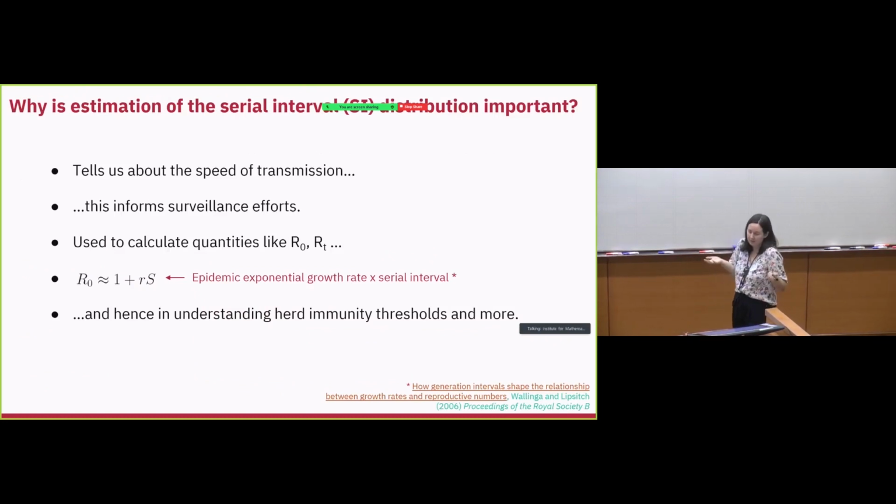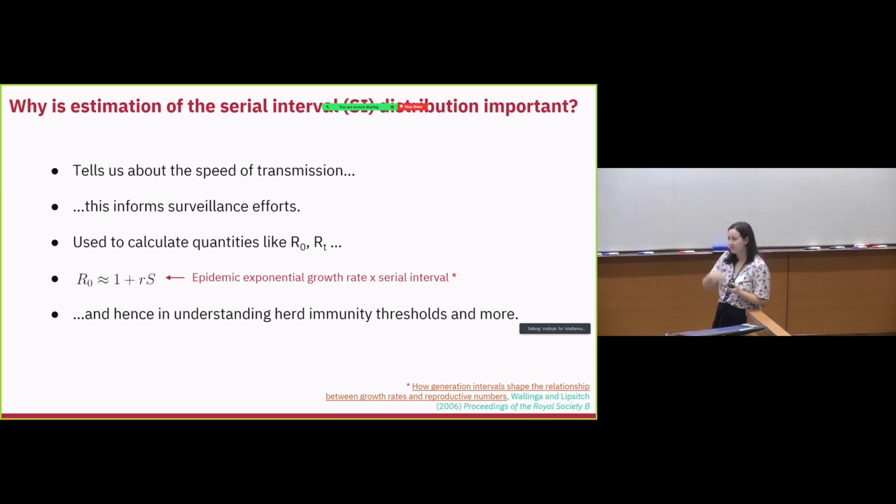Why is this important? Well, it might be obvious, but I'll tell you anyway. It's obviously very helpful for us to know about the speed at which transmission is occurring, how fast it is spreading in a population, is it faster or slower than what we've seen before. We can use this to inform our surveillance efforts.